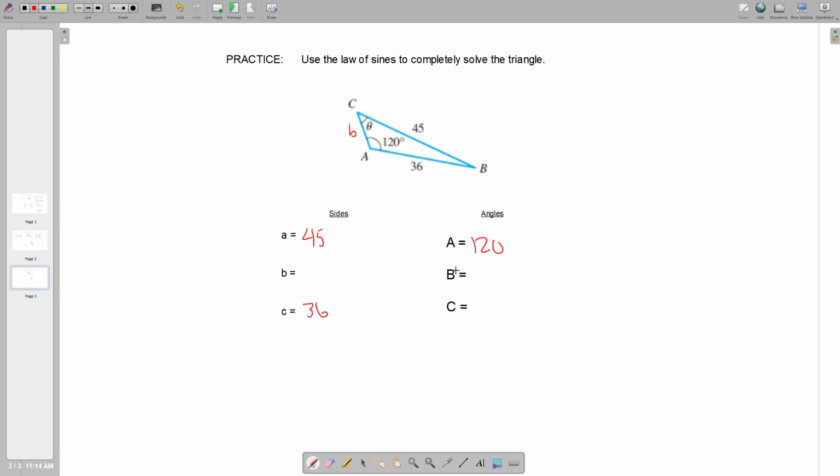Angle B. So to find angle B, I need a sine angle pair. Check. Sine of 120 over 45 equals the sine of B, don't know it, over little b. Wait a minute, I can't do this one. I need to find c. So you'll notice I don't know anything about b, so I can't do b. But I can do c because I know the side. So I'll say the sine of big C, which is theta, over 36. So depending on what information you're given, you might not be able to solve it that way.